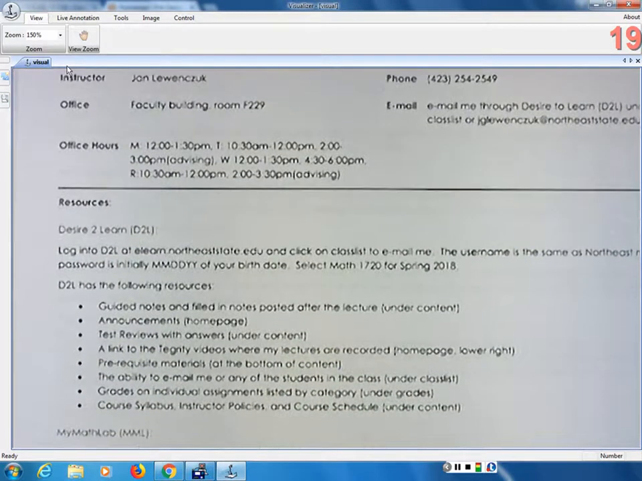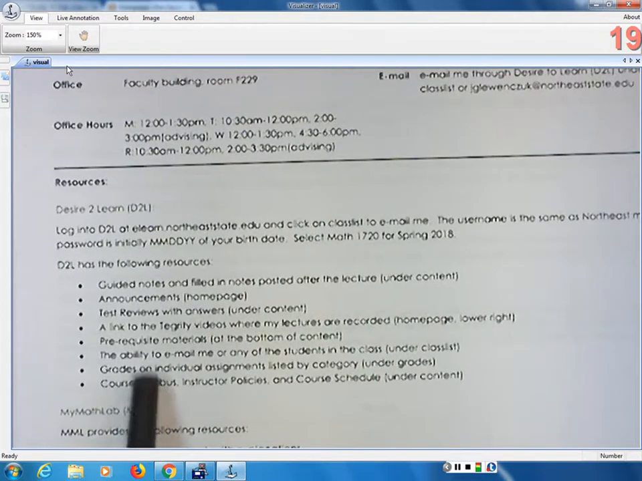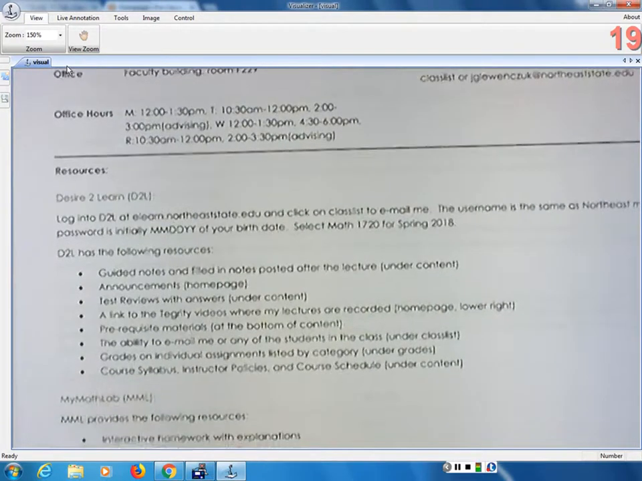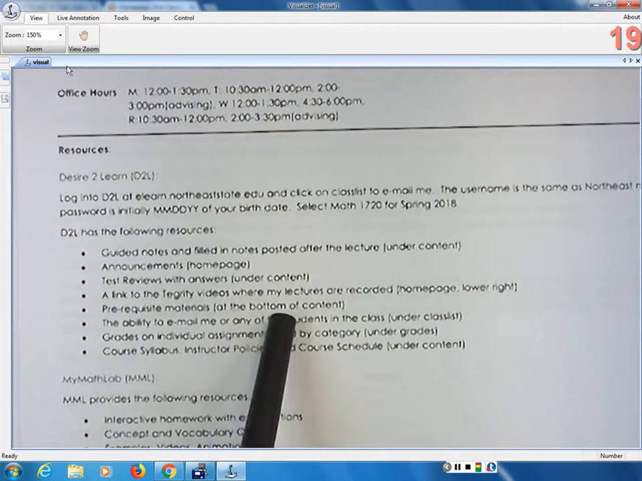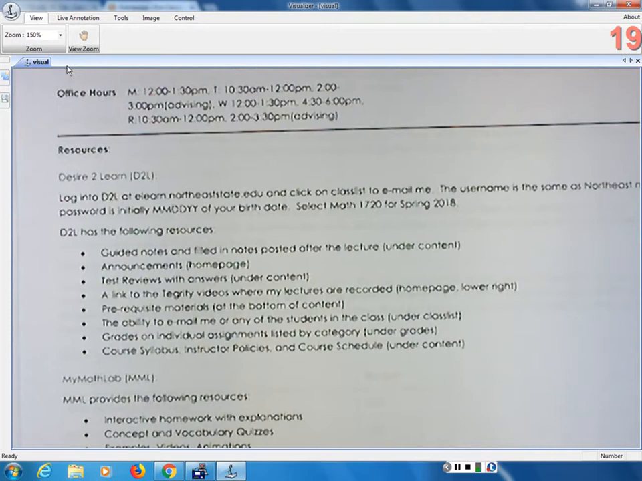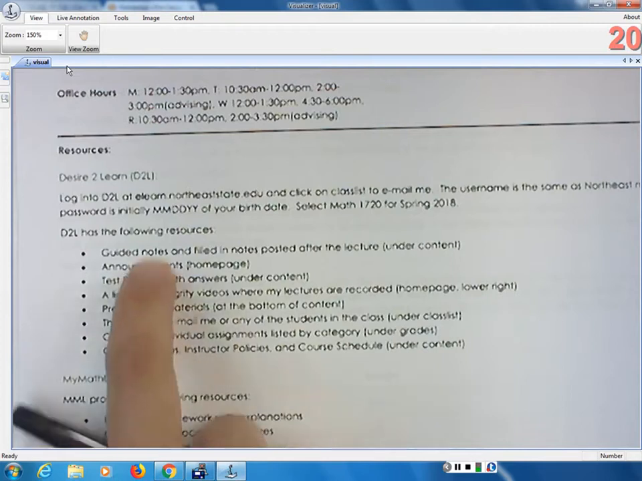So these are the resources, D2L, and these are all the things I use D2L for. I post your grades in D2L. I have prerequisite materials at the bottom, content, that's really prerequisite materials for 1710, but I just pulled them over. So if you still have trouble factoring and things like that, you can go to those.